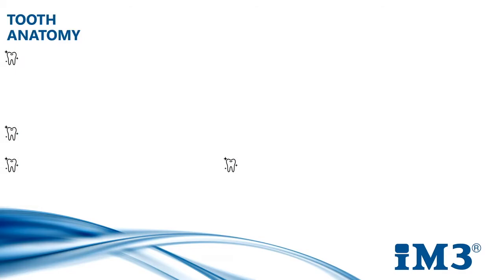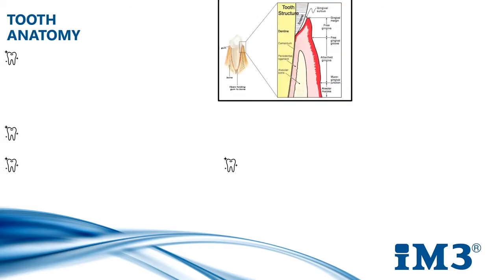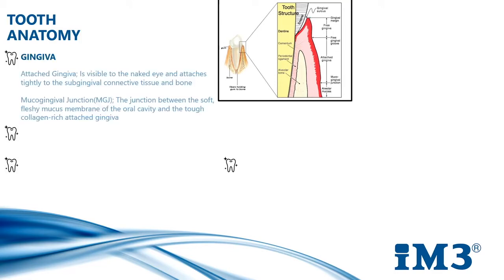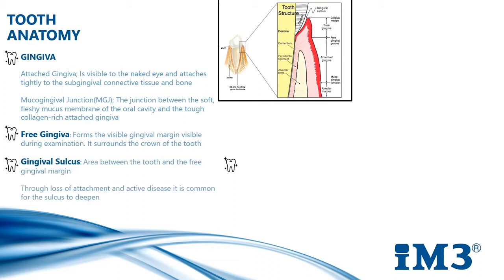Attached gingiva is visible to the naked eye and attaches tightly to the subgingival connective tissue and bone. It's keratinized to withstand the stress of tearing and ripping food. The mucogingival junction is the junction between the soft, fleshy mucous membrane of the oral cavity and the tough, collagen-rich attached gingiva. The MGJ stays in place through life. The gingiva around it may change in height due to pathological change such as loss of attachment, recession, or hyperplasia.